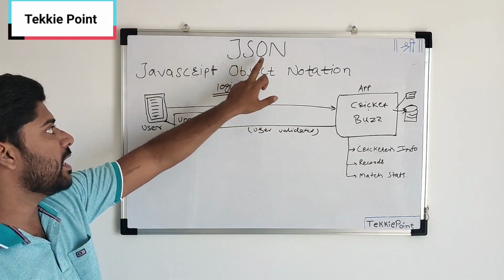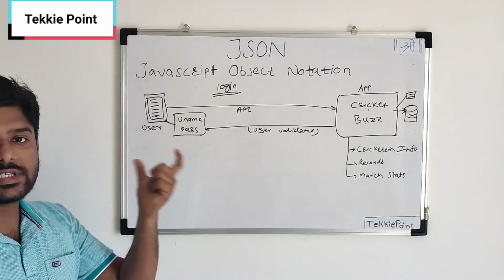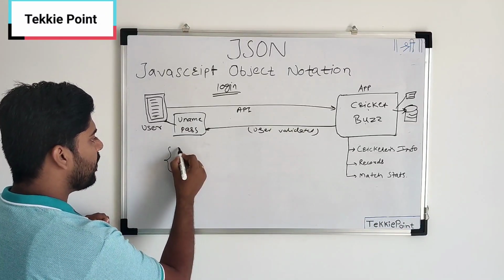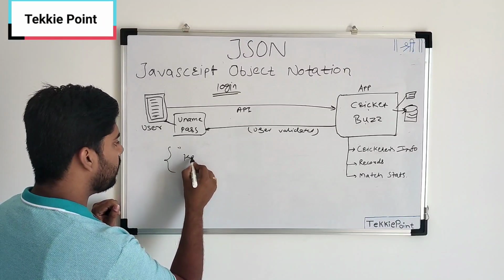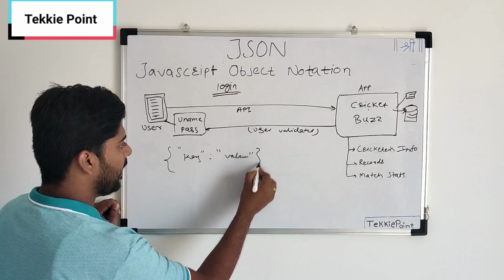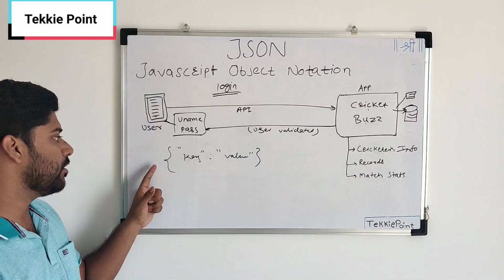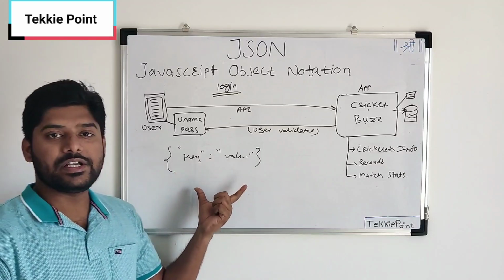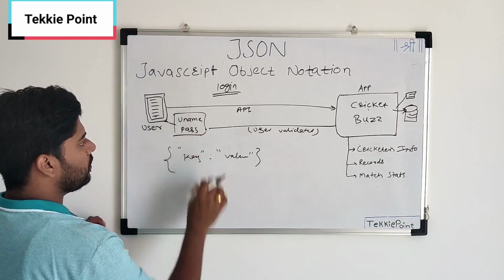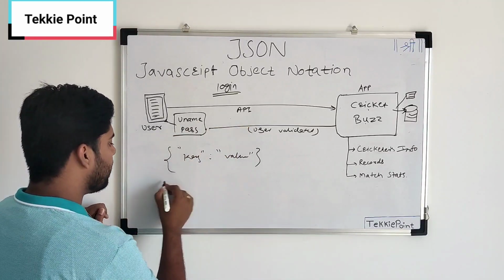JS is JavaScript and O is object. So simply, JSON is nothing but a JavaScript object. A JavaScript object is a key value pair enclosed in curly braces. This is a single JavaScript object, or in the case of Python we can call it a dictionary.